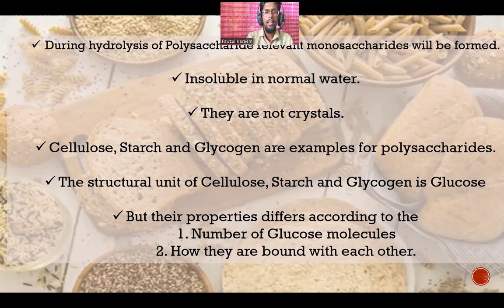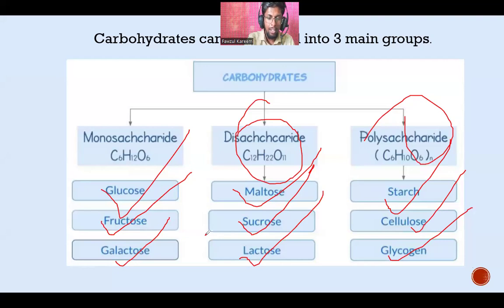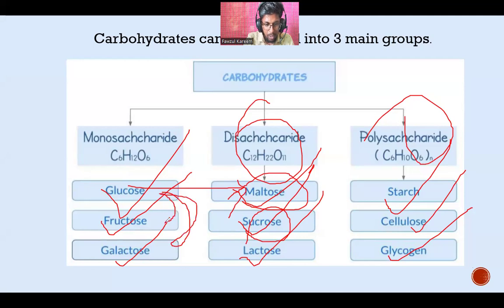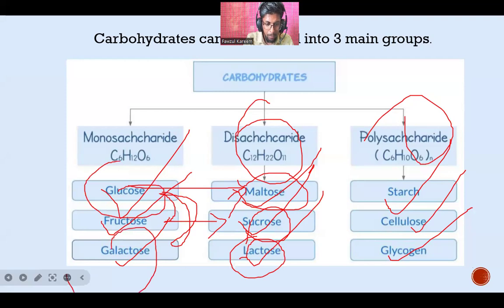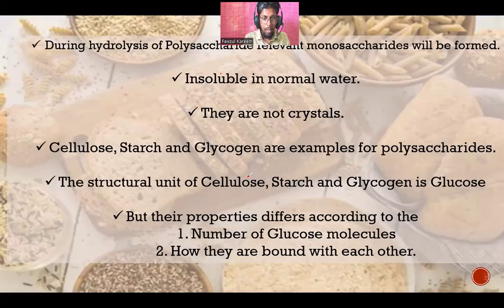Listen here. If you take disaccharides, what is the structural unit of maltose? Glucose plus glucose. And how is sucrose produced? Glucose plus fructose. How is lactose produced? Glucose plus galactose. Am I right or wrong? Glucose plus glucose, maltose. Glucose plus fructose, it is sucrose. Glucose plus galactose, it is lactose.